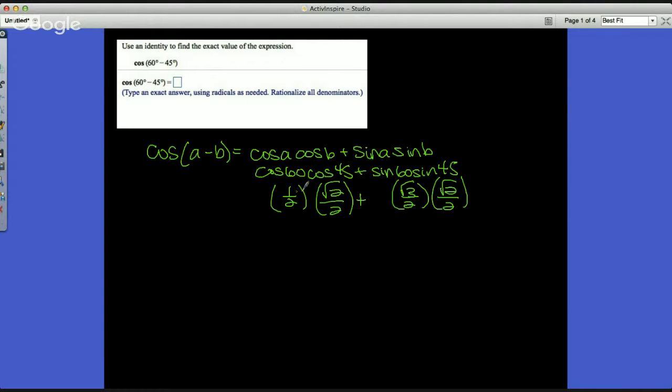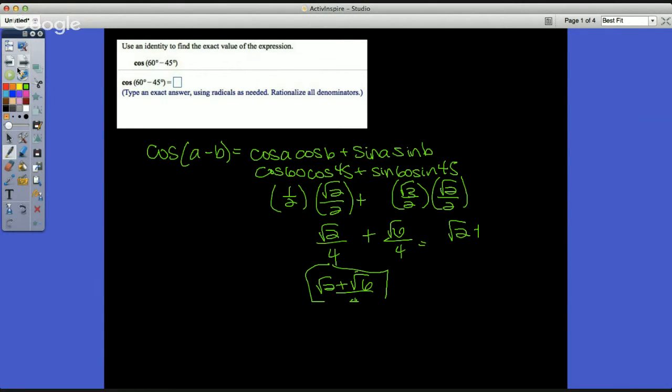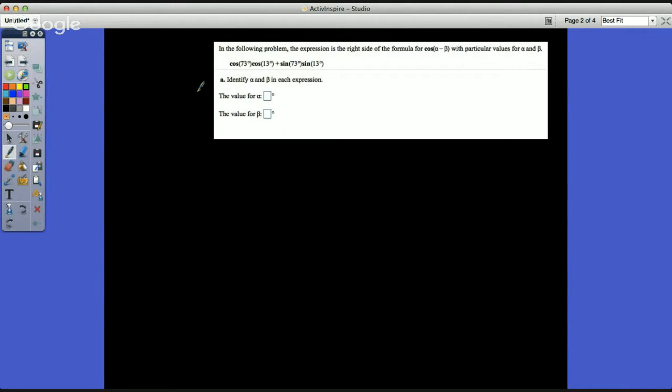Now we multiply across. Remember, we just multiply 1 times square root of 2 is square root of 2. We know it'll be square root of 2 over 4 plus square root of 6. Square root of 3 times square root of 2 is square root of 6 over 4 as well. So my answer would be square root of 2 plus square root of 6 all over 4. I don't know why it's not letting me write down there, but all over 4 would be my answer there, okay? All right, let's go to number 2.